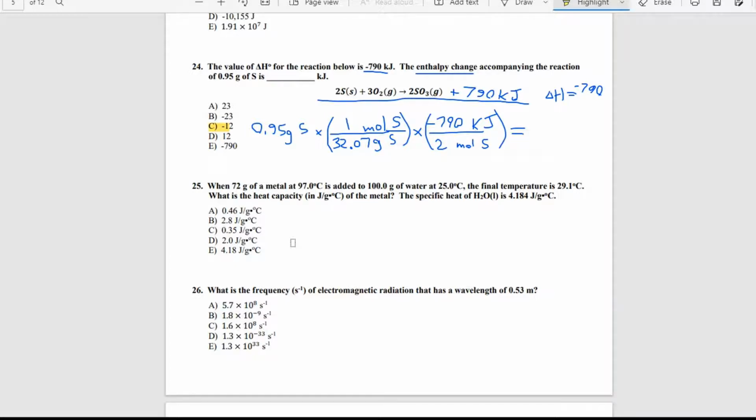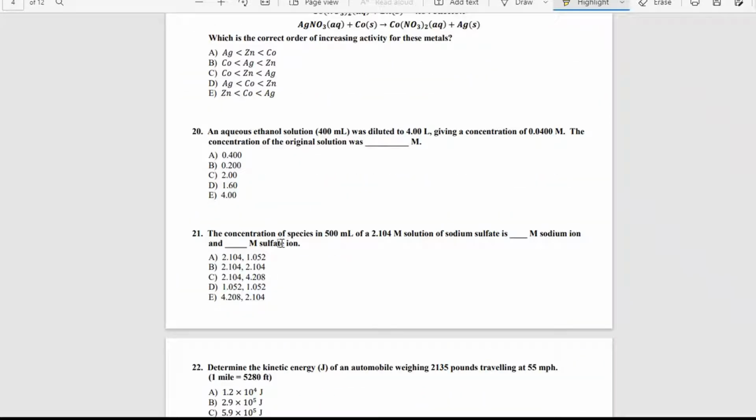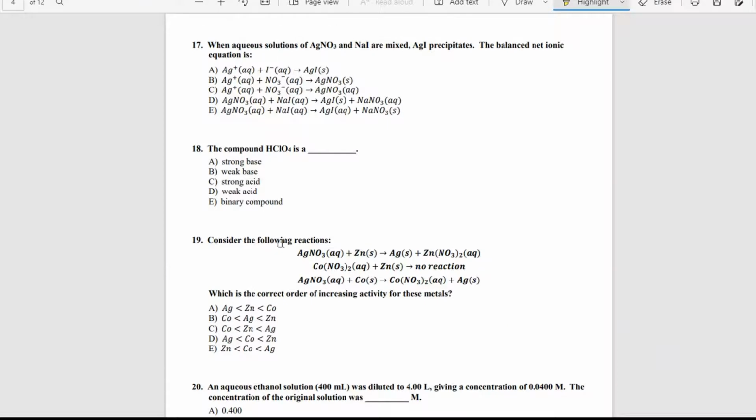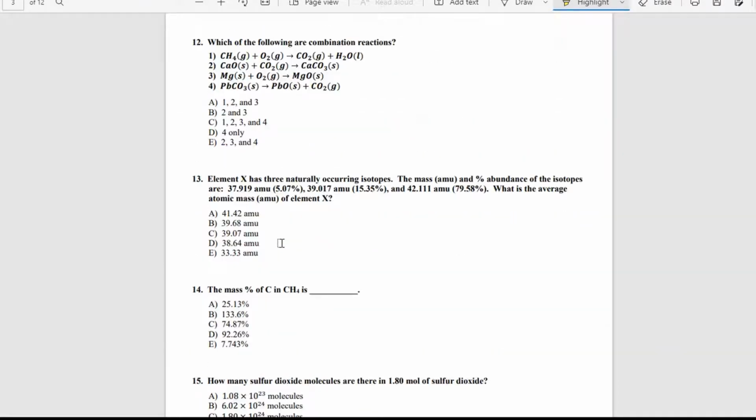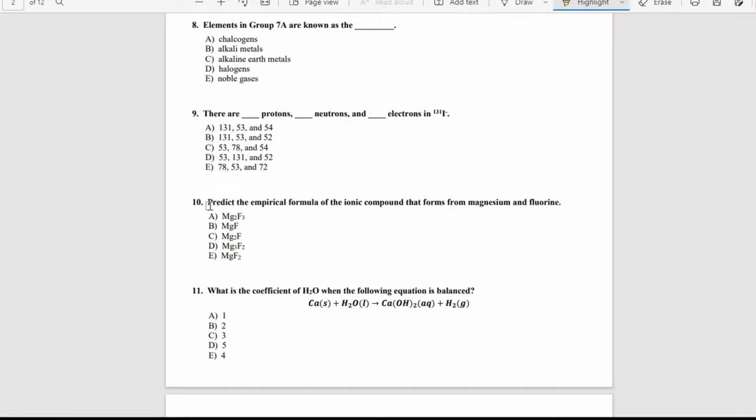Okay. What's next? Oh, go ahead. Oh, yeah, absolutely. We're bouncing around. We haven't covered anything early. Empirical formula. Oh, you mean number 10?